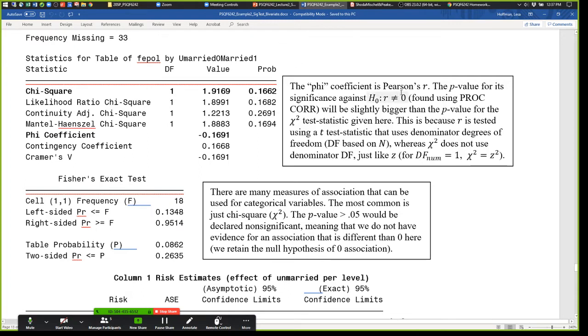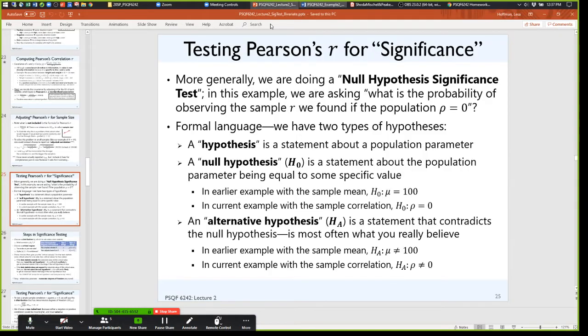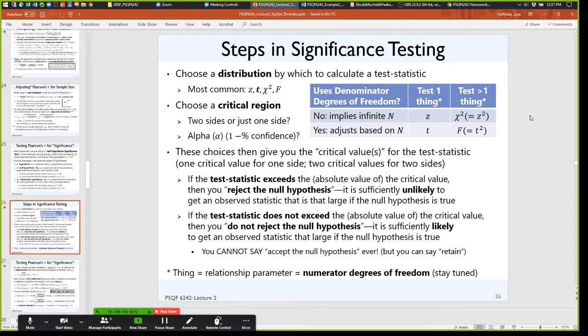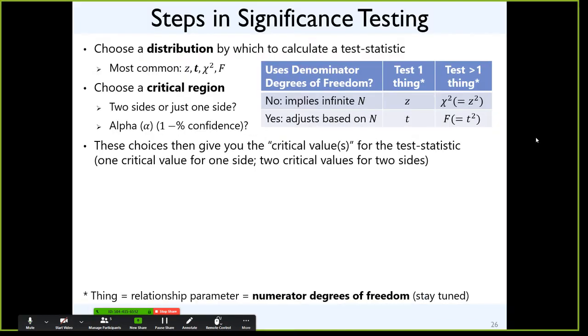So what is this chi-square versus r thing? I wanted to remind you of something we talked about a little bit a while ago. This little table right here: test statistics that you are going to see. This is slide 26 of lecture 2. There are 4 that you will see used in quantitative methods. There's Z, there's T, there's chi-square, and there's F.